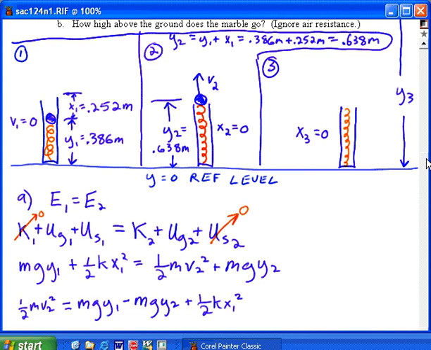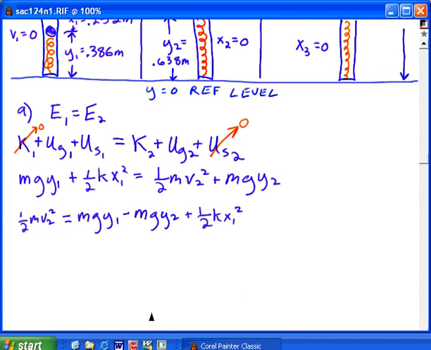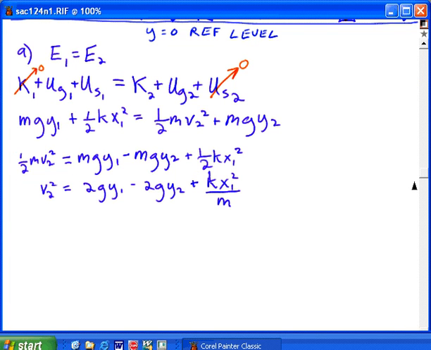Alright, I'm going to multiply both sides by 2 over m to get rid of this 1/2 m here. That'll give me a v2 squared. 2 over m times this term leaves 2gy1. And 2 over m times this term leaves 2gy2. And 2 over m times this term leaves kx1 squared over m. So now I just have to take the square root of both sides to get v2.